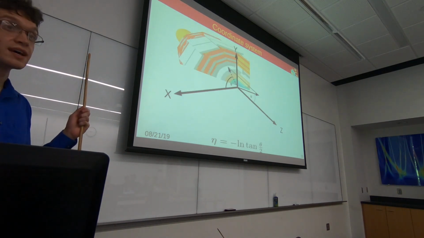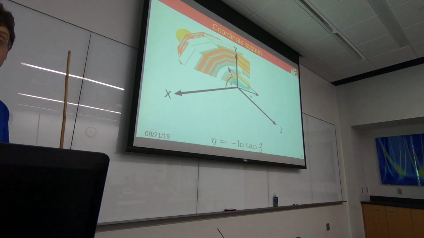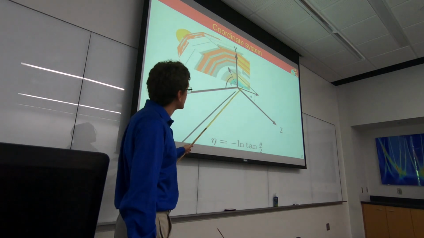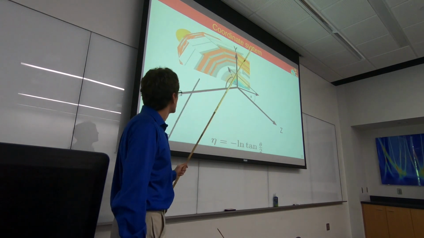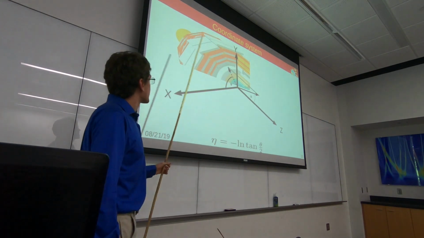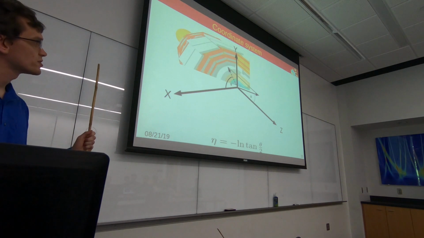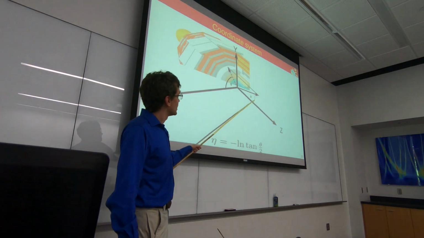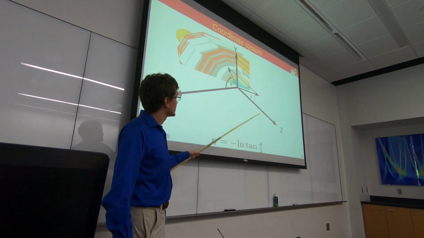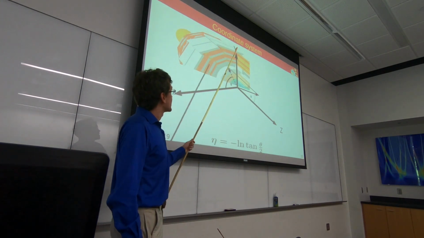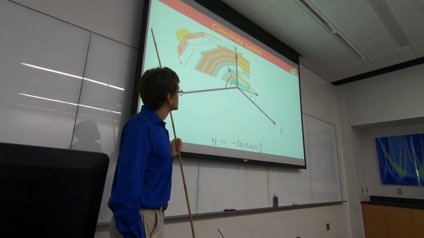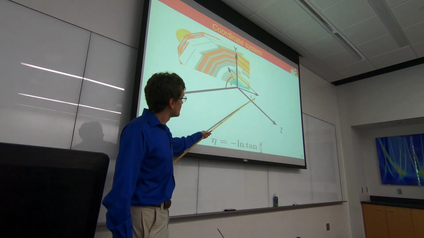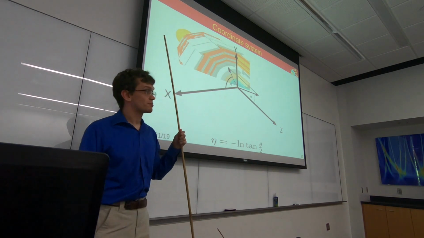So for the CMS detector, we use a coordinate system described in XYZ, with Z going along the beam line, Y going straight up, and X going towards the center of the LHC. We also include theta, which is an angle between a vector and the Z-axis, and phi, which is an angular measurement between a vector and the X-axis in the XY plane.